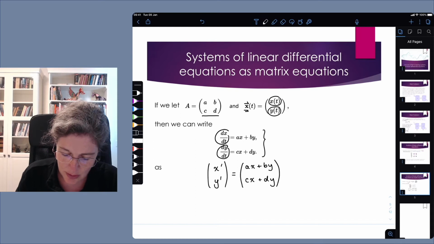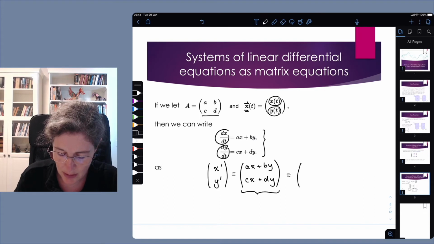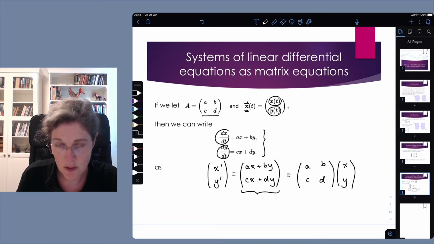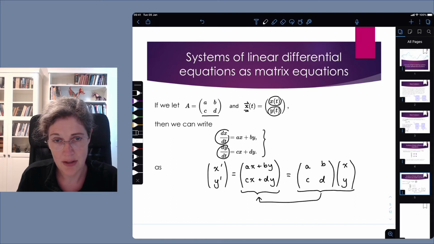But notice that I can actually undo some matrix multiplication that you maybe didn't notice had happened over there, and I can rewrite this as matrix ABCD times the vector xy. So you can check your matrix multiplication, and you'll see that if you do this multiplication, you end up with that over there.